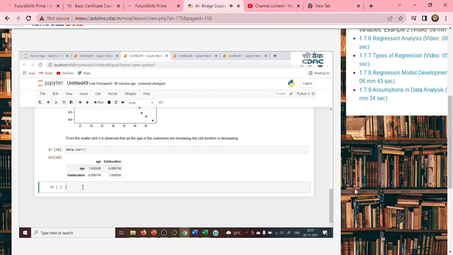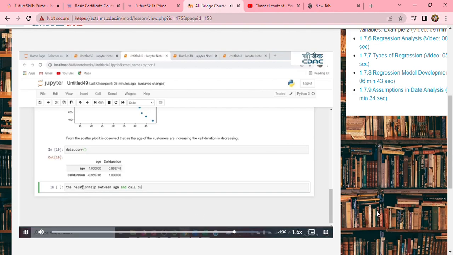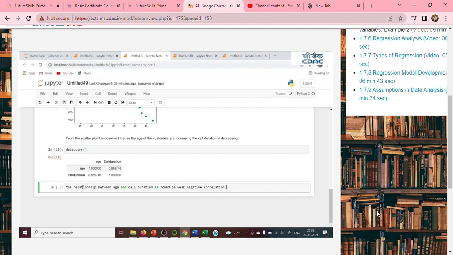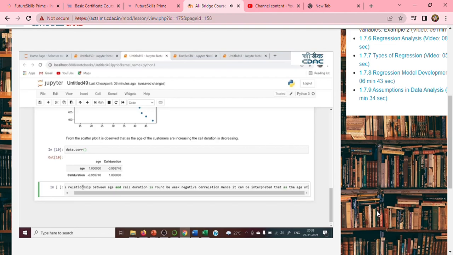And so I need to write it. So the relationship between age and call duration is found to be a strong negative correlation. Hence, it can be interpreted that as the age of the customers increases, there is a proportionate decrease in the call duration.